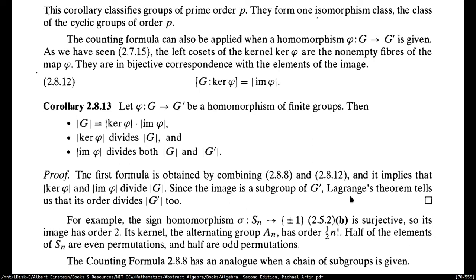Okay, so now you have a pretty straightforward corollary from there. If you have a homomorphism between finite groups, then the order of G is equal to the order of the kernel of phi times the order of the image of phi, right? And the order of the kernel of phi divides the order of G, and the order of the image of phi divides both the order of G and G prime. And it all makes sense from Lagrange's Theorem, right?